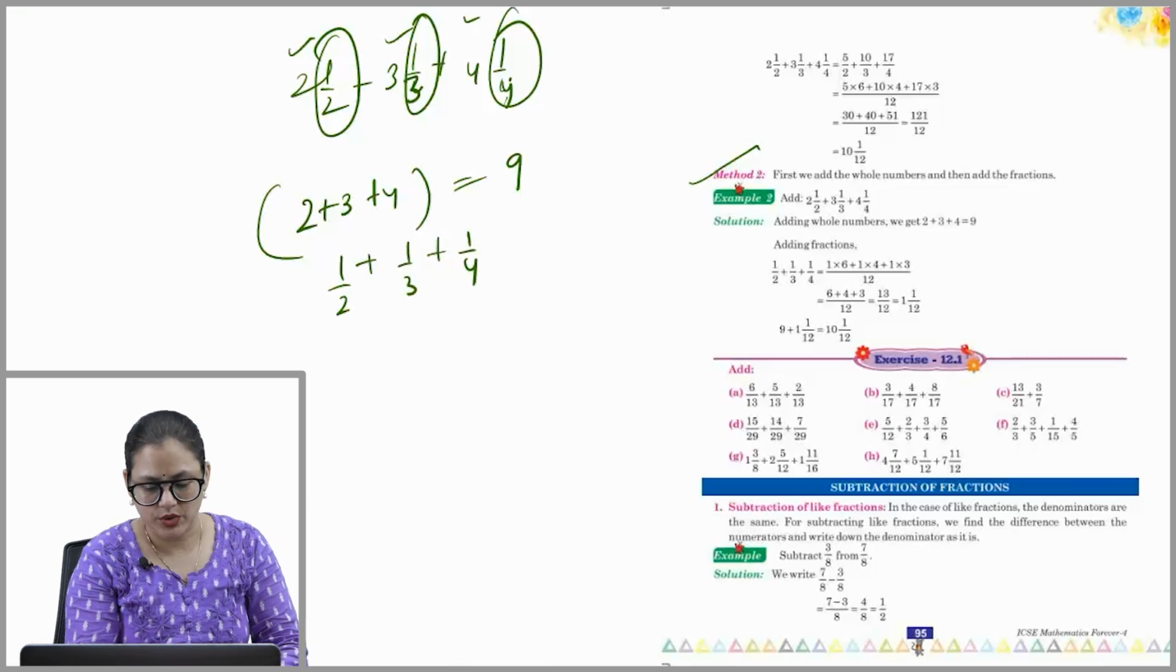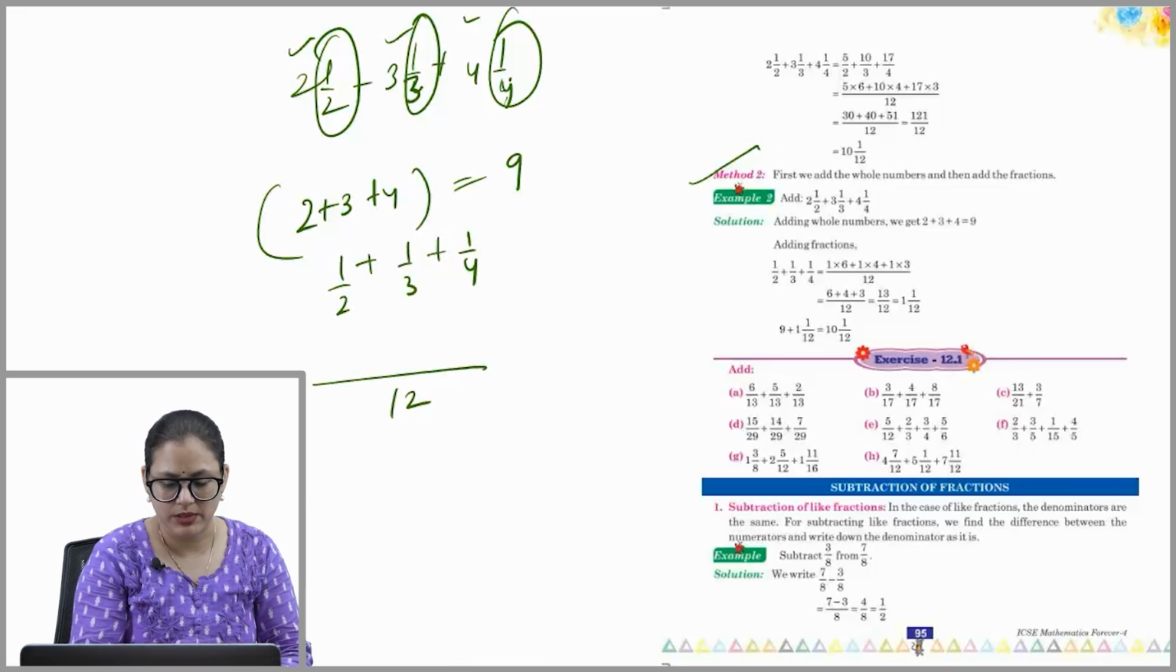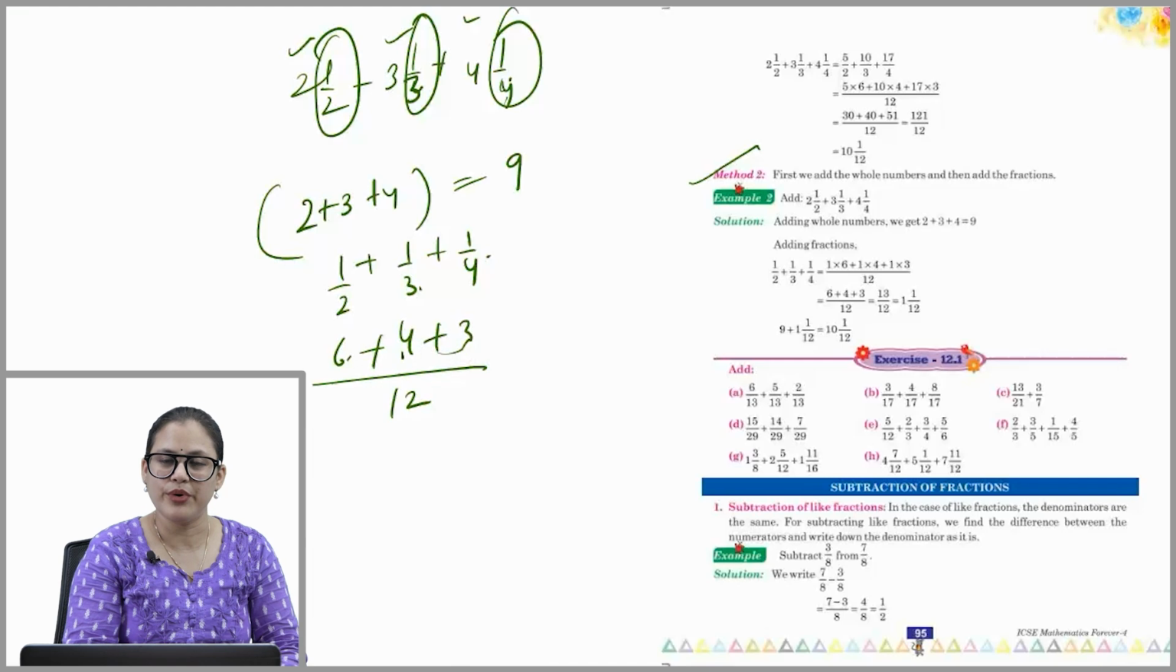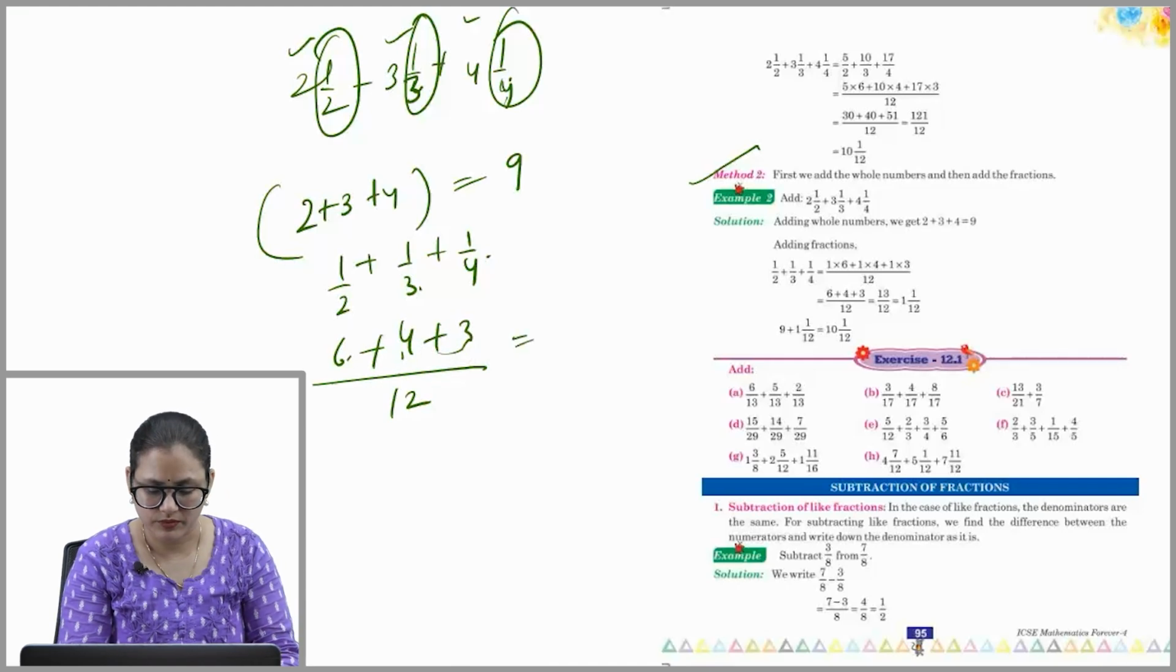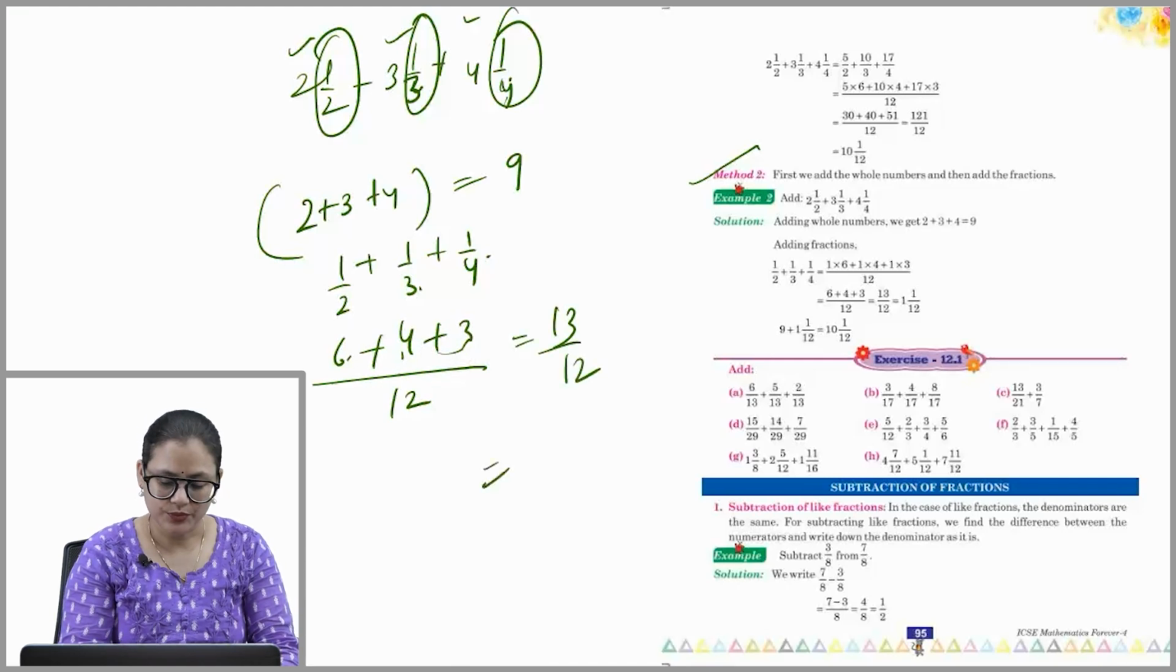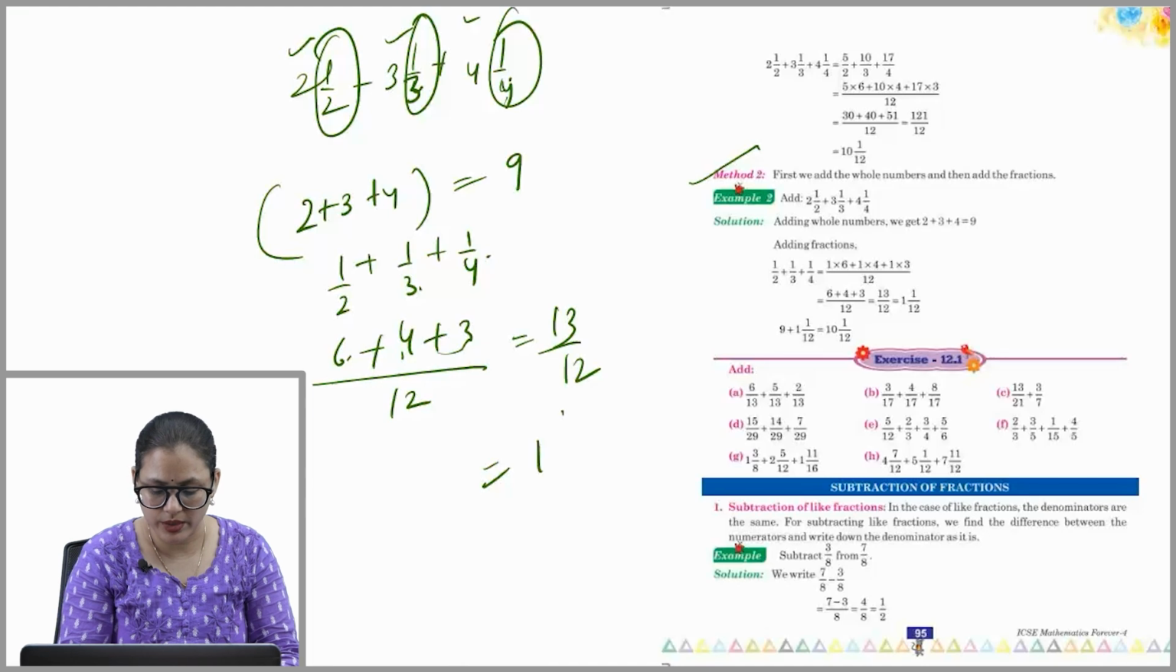So you will get LCM 12, you will multiply 1 by 2 by 6, you will multiply 1 by 3 by 4, and 1 by 4 you will multiply by 3. 6 plus 4, 10 plus 3, 13 by 12. Okay. Now convert it into a mixed number, 1 whole 1 by 12.